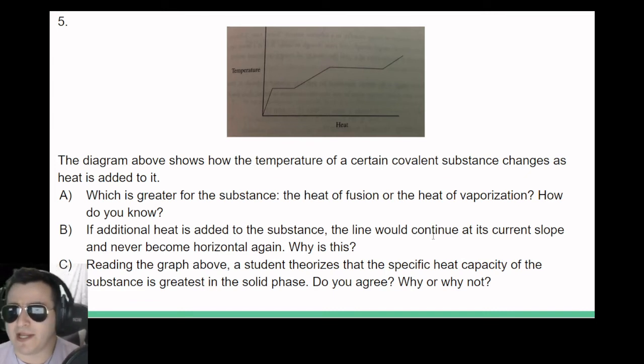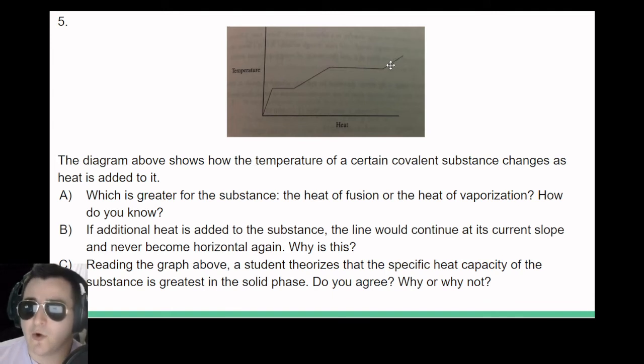But also the other point is, why is it continuing at its current slope? Well, it's because specific heat is a constant. Even though the specific heat can be different at different states, when it's a gas, the specific heat is the specific heat. So it will maintain its current slope because the specific heat doesn't change as long as we are in the gaseous phase. But it never becomes horizontal again because we're not going to experience another phase change.